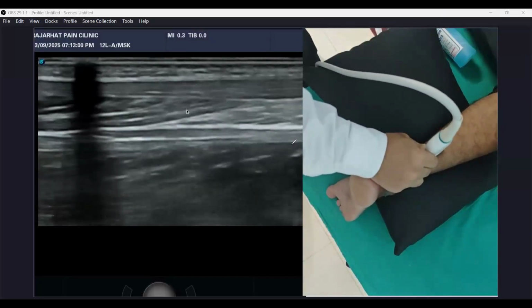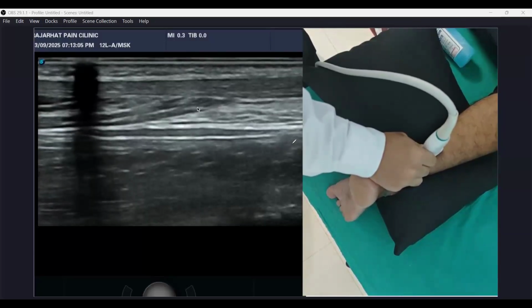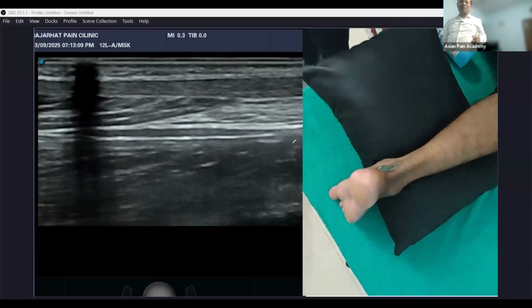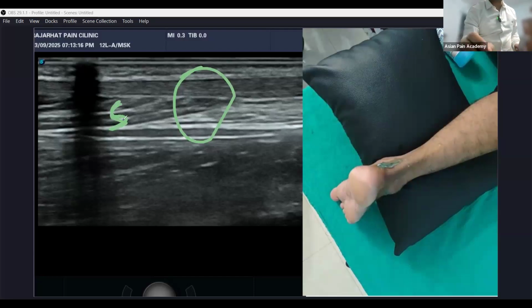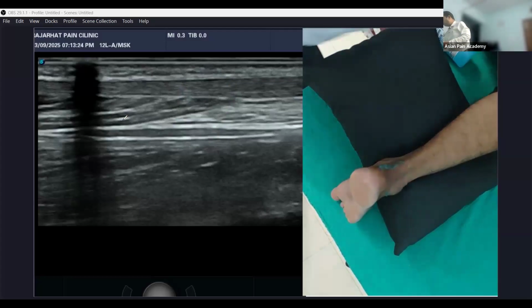What is this muscle? Soleus. That is soleus. So this is one myotendinous junction, the myotendinous junction of Achilles and soleus. So this one also can have acute injury. Acute sports injury can cause injury to that area.